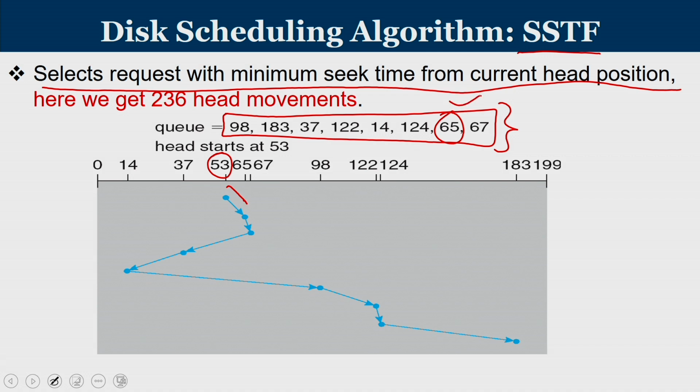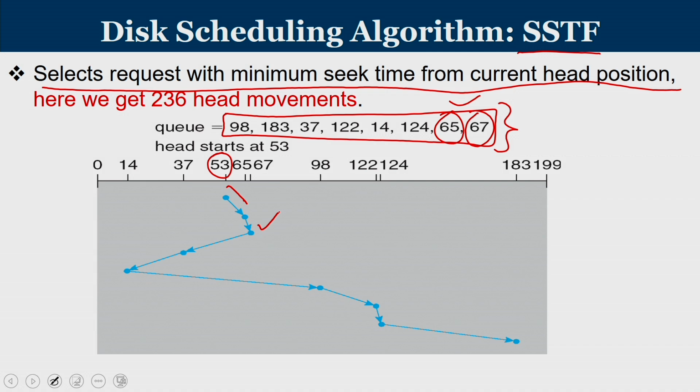Now, once you are at 65, you see the rest of the requests, 67 is the closest. So, I move to 67. Now, if you look, there is 124 that is there. So, you need to find out how many head movements are required to move from 67 to 124.